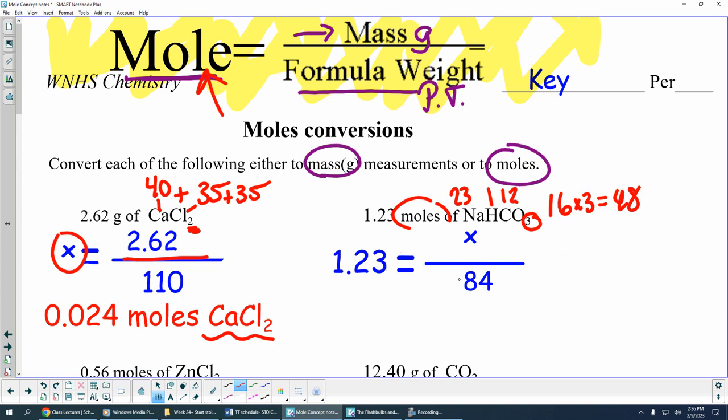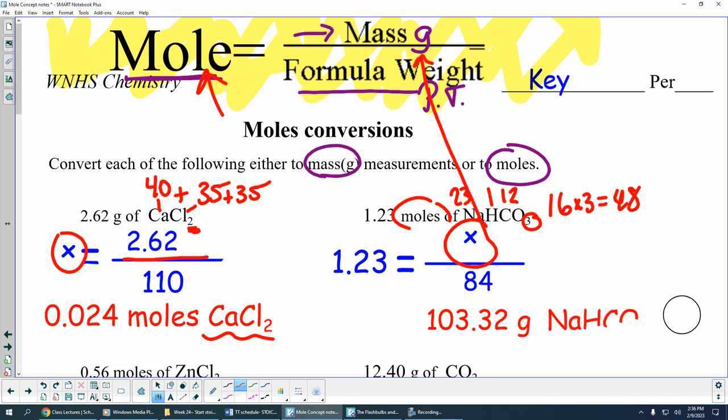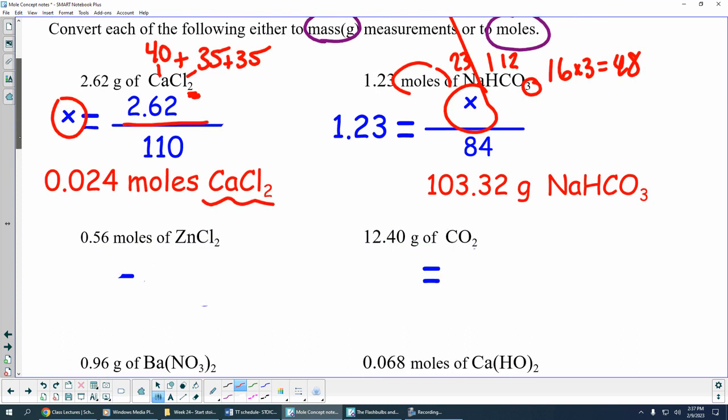Now, algebraically, you can think of it as cross-multiplying, but the idea is that we're going to multiply these two together. So in your calculator, you're going to do 1.23 times 84. Your calculator is going to spit out 103.32. And because I'm looking for mass, the unit I want for mass is going to be grams. And then again, it's good practice to write what you are calculating for.